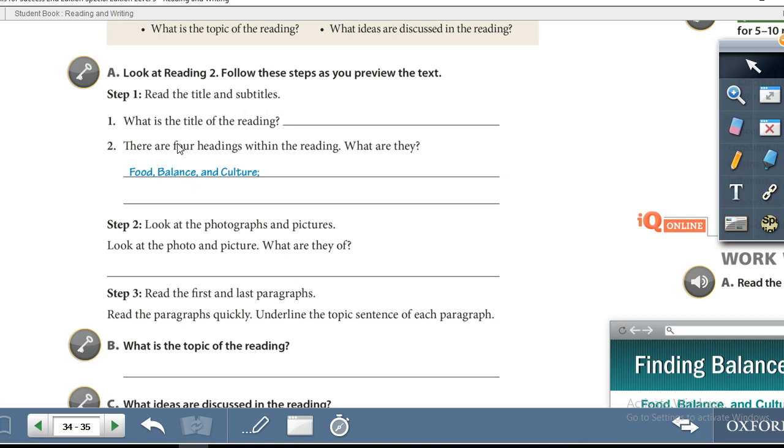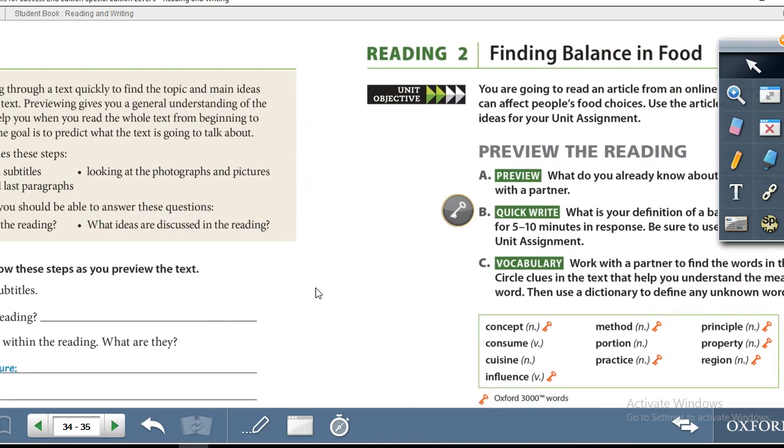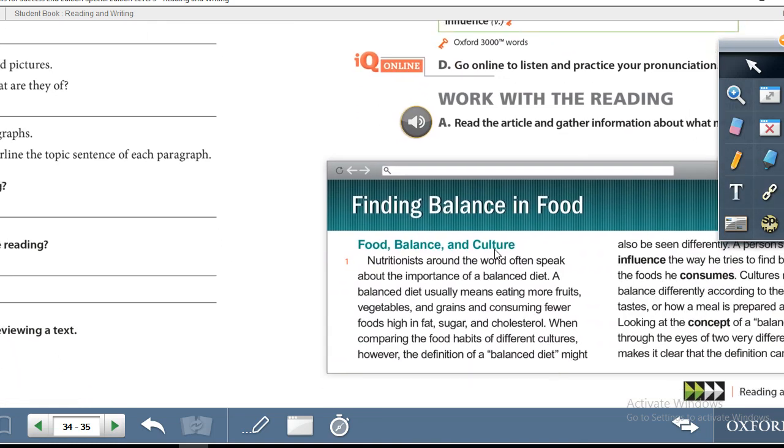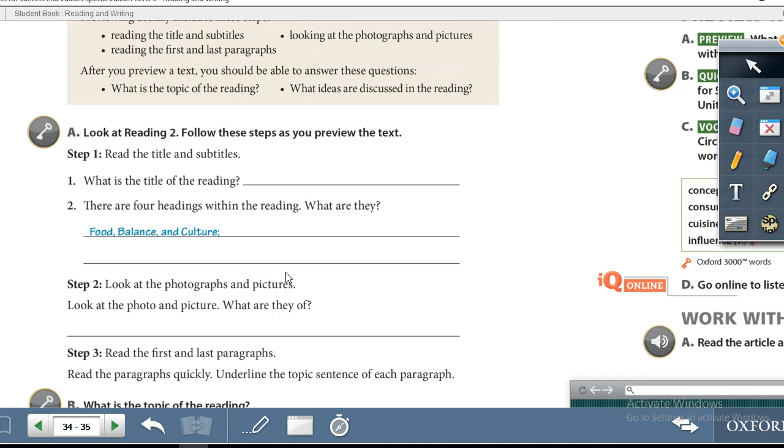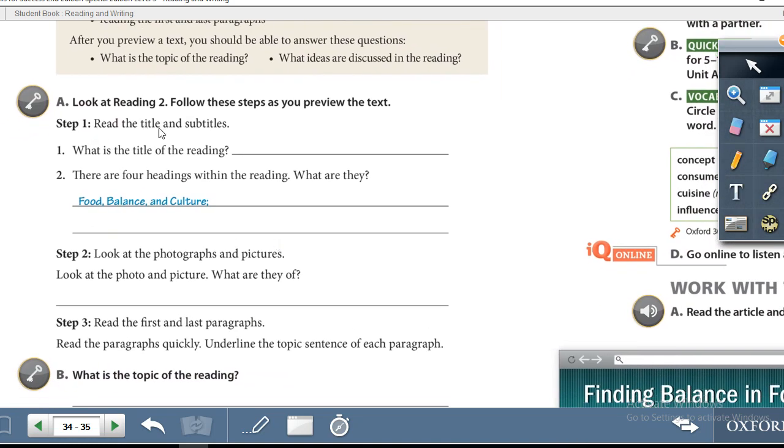So number one, what is the title of the reading? Right, let us go to the reading. So there is the reading, the beginning of the reading. Immediately you can see the title, right? Read the title and subtitles. What is the title of the reading? So obviously you will find the title of the reading right at the beginning or right at the top of the reading.